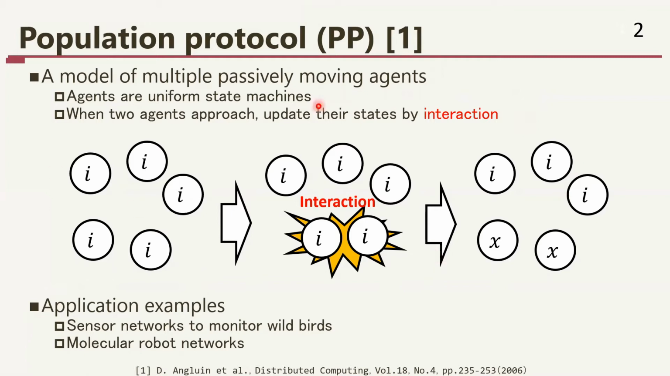Please look at this figure. Initially, there are many agents with state I. If two agents approach, interaction occurs between them. And then, these agents update their states. In this case, they update their states from I to X. The population protocol model has many application examples, such as sensor networks to monitor wild birds and molecular robot networks.